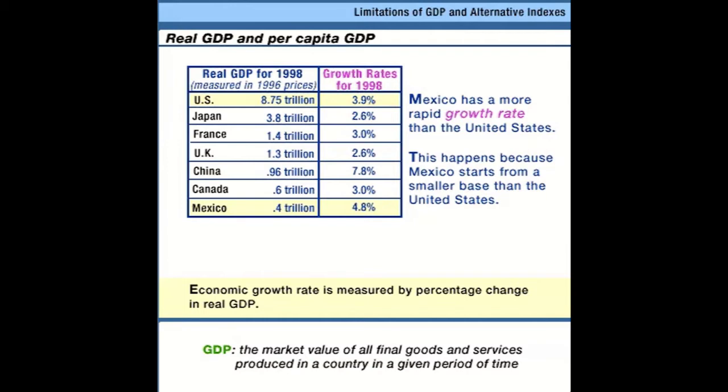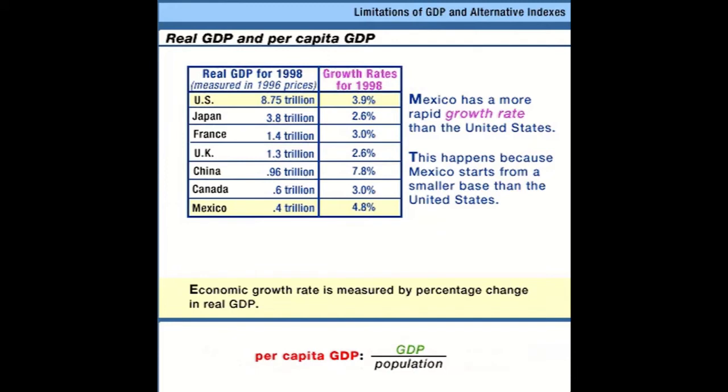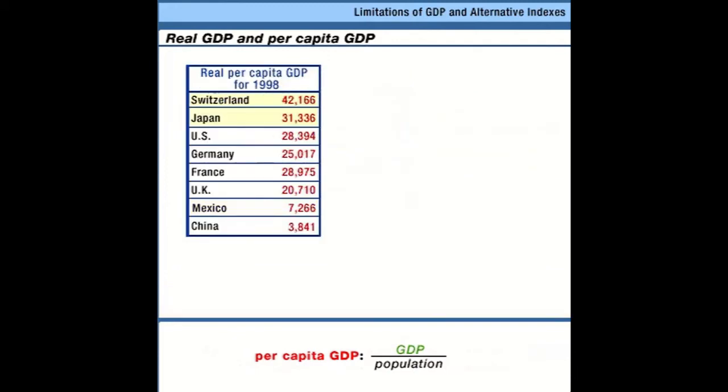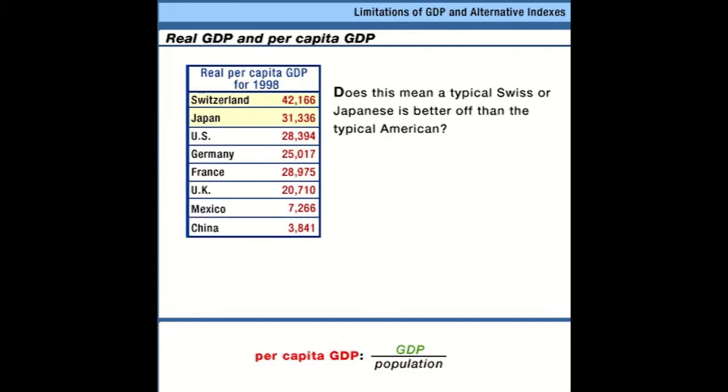Let's divide all of the numbers in this column by the populations of the respective countries. That gives us per capita GDP, per capita real GDP in 1998. First thing you notice is that 2 countries, Switzerland and Japan, have higher per capita real gross domestic products than does the United States. Well, what does this tell us? Would you rather live in Japan or Switzerland? Is the typical Swiss or Japanese better off than the typical American? This, once again, depends on what the numbers are telling us.